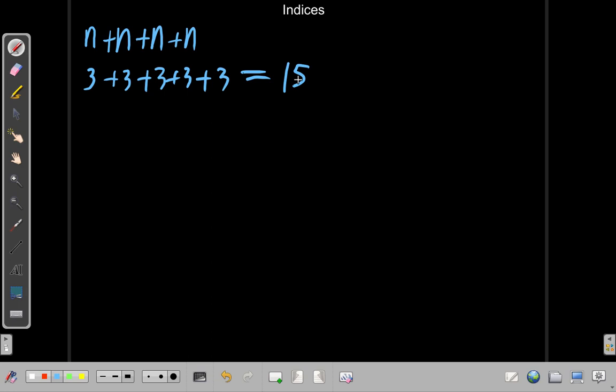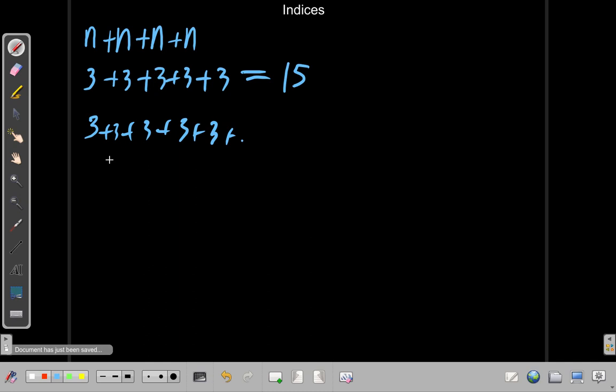But then, suppose I had asked you to add 50 3's together. It would be inconvenient and a lot of hard work to be writing down all of these 3's, 50 different 3's. There must be some shortened form of writing it. If you have 50 different 3's, it doesn't make sense to be writing 3 plus 3 plus 3 plus 3 plus 3 plus, and you keep going to 50 different 3's. Right?